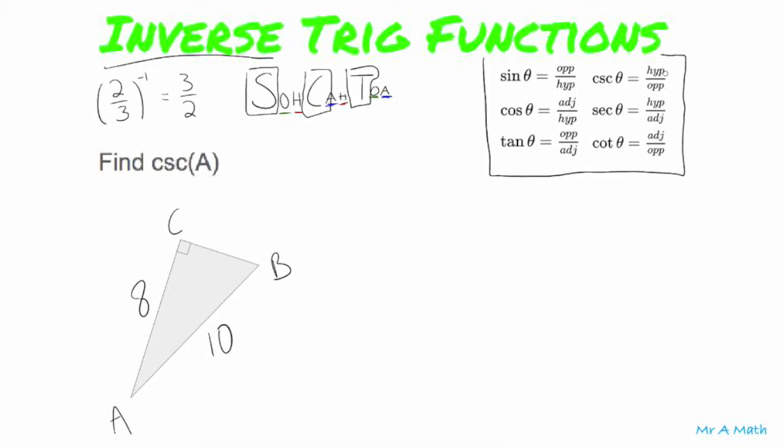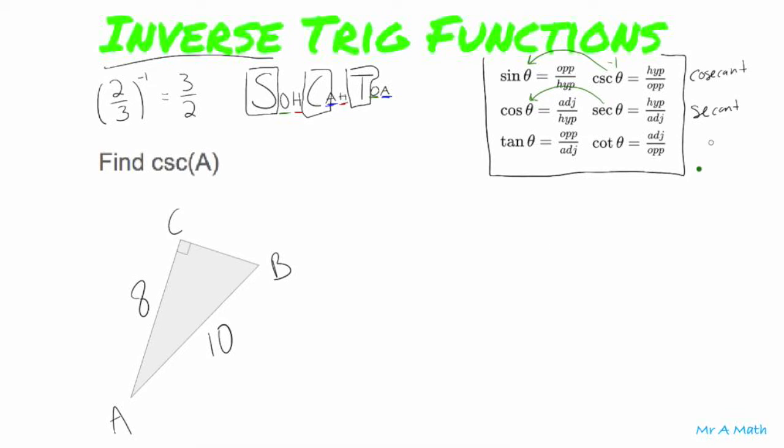So CSC, that is just cosecant. Cosecant is the inverse of sine. So since sine is opposite over hypotenuse, cosecant is hypotenuse over opposite. And down here we have secant, denoted SEC, and that is the inverse of cosine. So since cosine is adjacent over hypotenuse, secant is hypotenuse over adjacent.